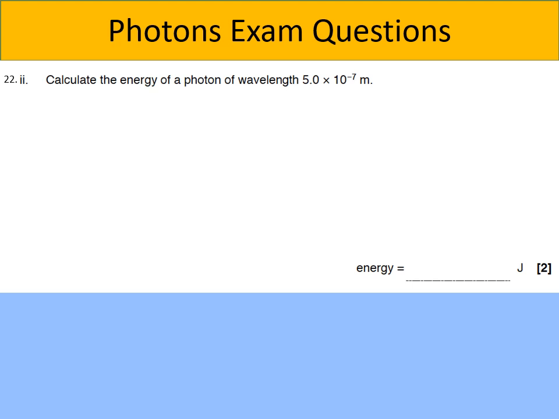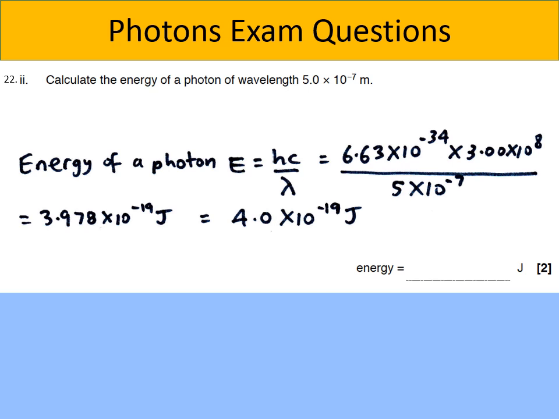Now, question 22, part 2, asks us to calculate the energy of a photon of wavelength 5 times 10 to the power minus 7 meters. So the energy of a photon is again given by E equals hc over lambda. We plug our numbers in: 6.63 times 10 to the power minus 34 multiplied by 3 times 10 to the power 8, divided by the wavelength, which is 5 times 10 to the power minus 7, and we get an answer of 4.0 times 10 to the power minus 19 joules.